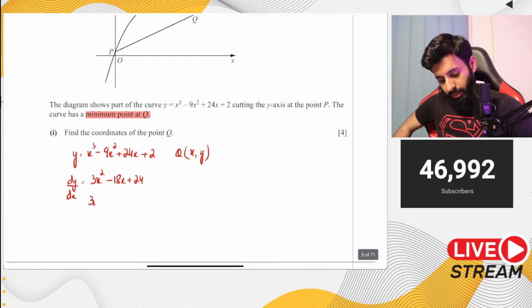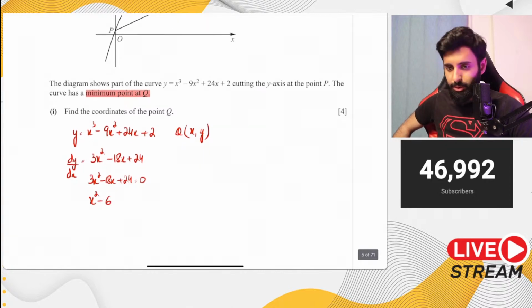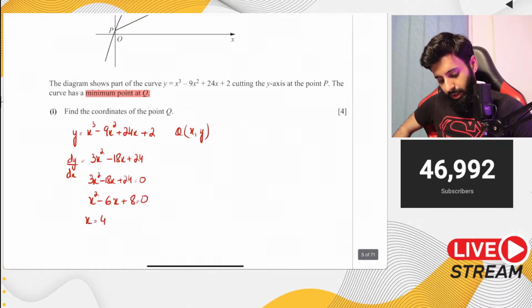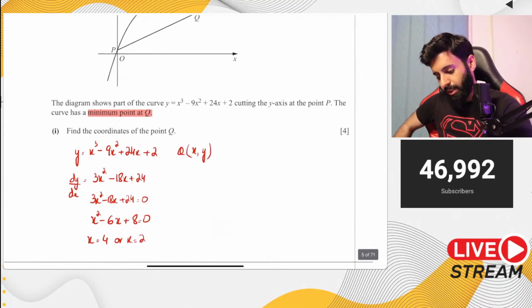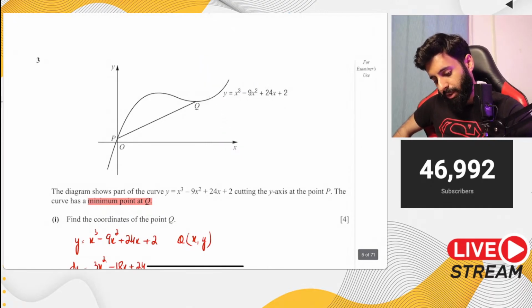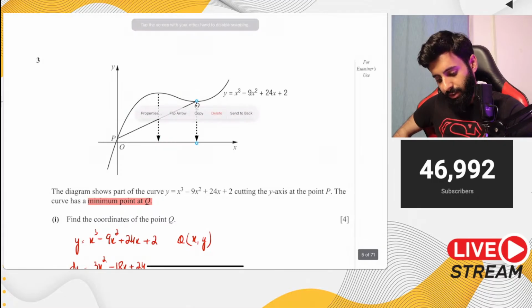So 3x squared minus 18x plus 24 equals 0. Now you can use your calculator to solve this, or if you don't want to use your calculator, just do middle term breaking. You can solve this very easily by middle term breaking. Plus 8 equals 0. So factors of 8 that give you 6. So x equals 4 or x equals 2. The reason we have 4 and 2 is because we've actually found the coordinates of the turning points, and we can see this curve is turning at 2 points. One of them is right here and the other is right here.